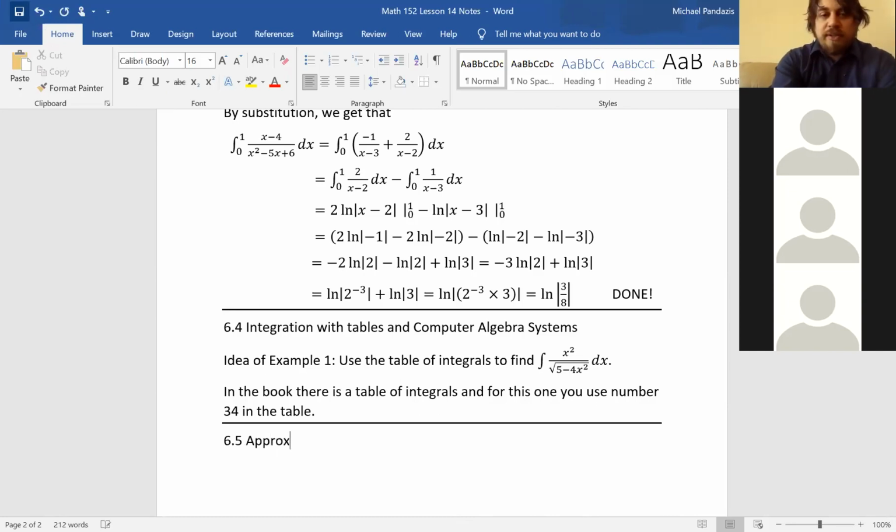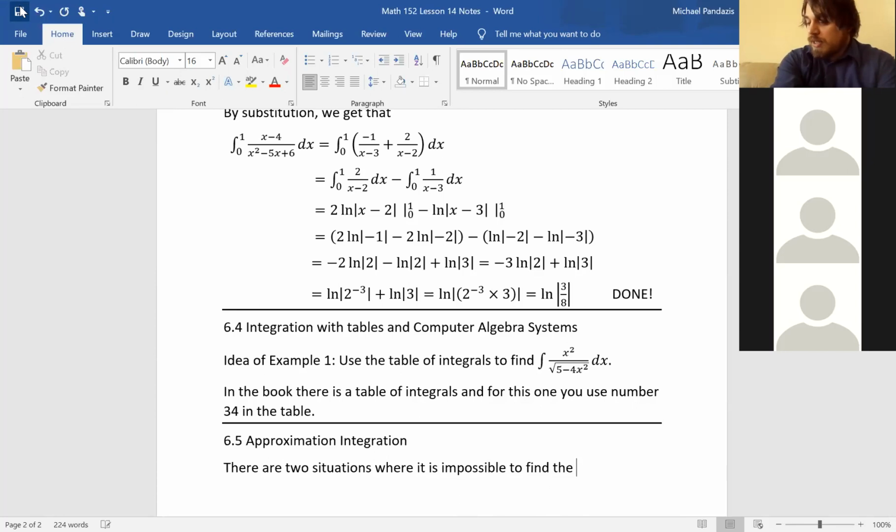Okay. So approximation integration. It is what it sounds like. We're going to approximate the value of an integral. And there are two situations where it is impossible to find the exact value of a definite integral.